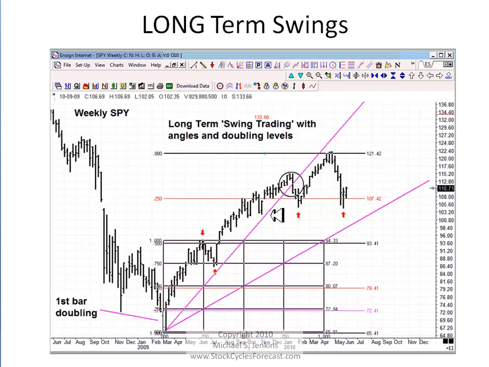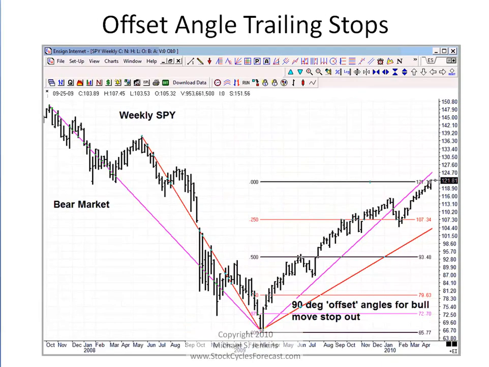But what we can often do to solve the problem is basically use angles from the previous bear market. We can use our offset angles to give us guidance about where the support and resistance should be in the new bull market in relationship to the old bear market. So we can see here, we can take an angle from the previous bear market down to the low, and the most primary angle, of course, is the 90-degree one. This will be a long-term bull market angle.